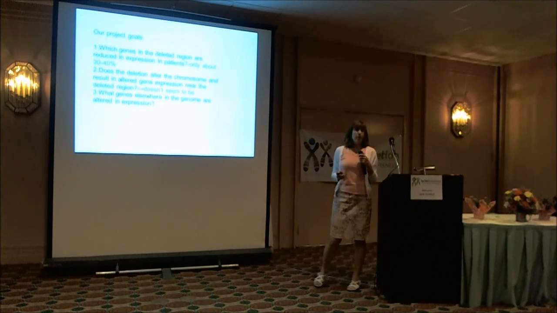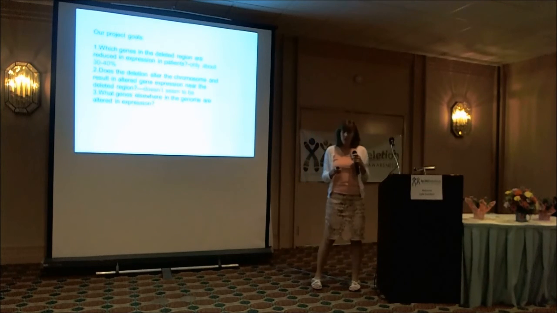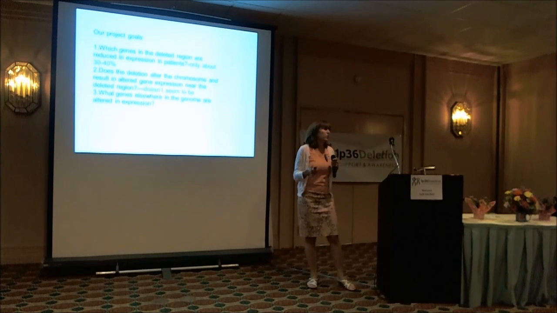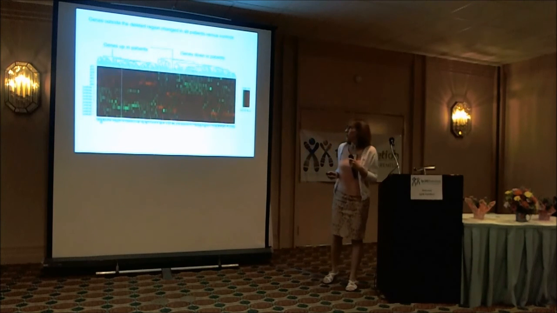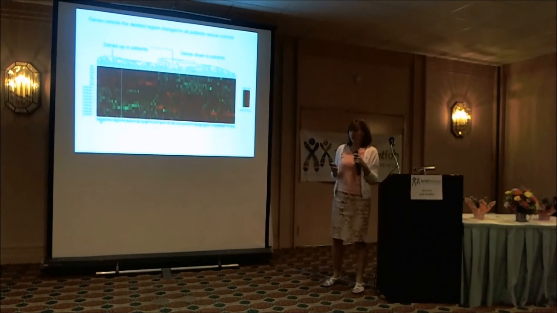Now another very important question is, how do you explain variable medical problems then? Another big question is, what genes elsewhere in the other chromosomes are altered in expression? As I mentioned, what are the other dominoes? So this is another heat map of the genes only outside the chromosome 1p36.